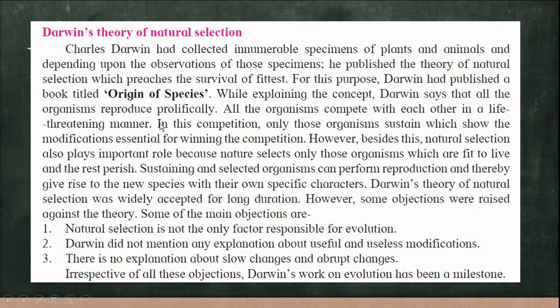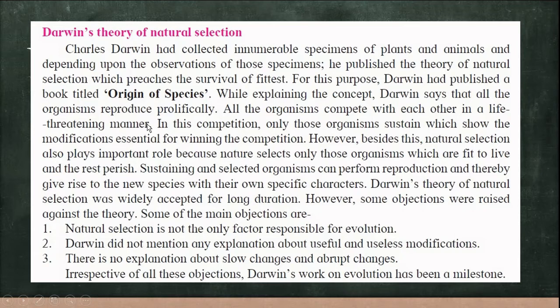For this purpose, Darwin published a book, and the name of the book is Origin of Species. While explaining the concept, he said that all the organisms reproduce prolifically. All the organisms compete with each other in a life-threatening manner. Everyone tries to struggle for their own existence.